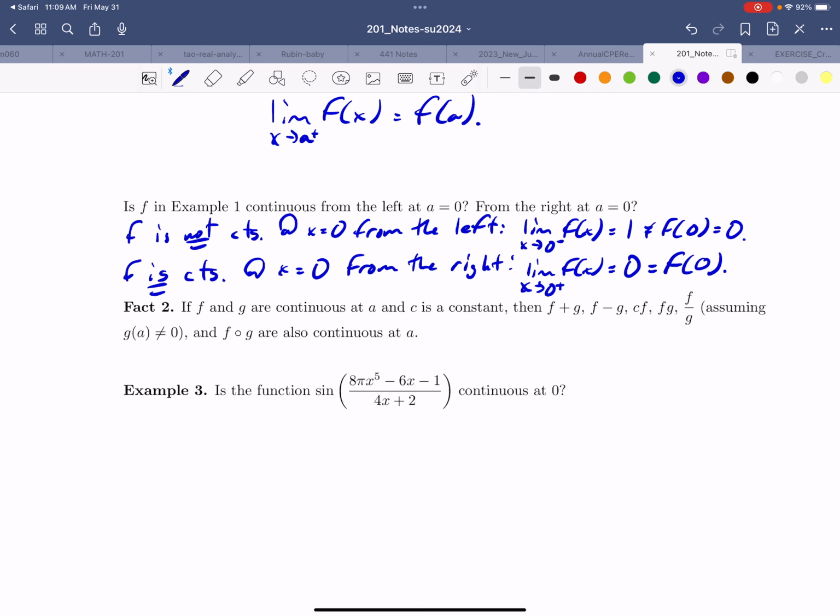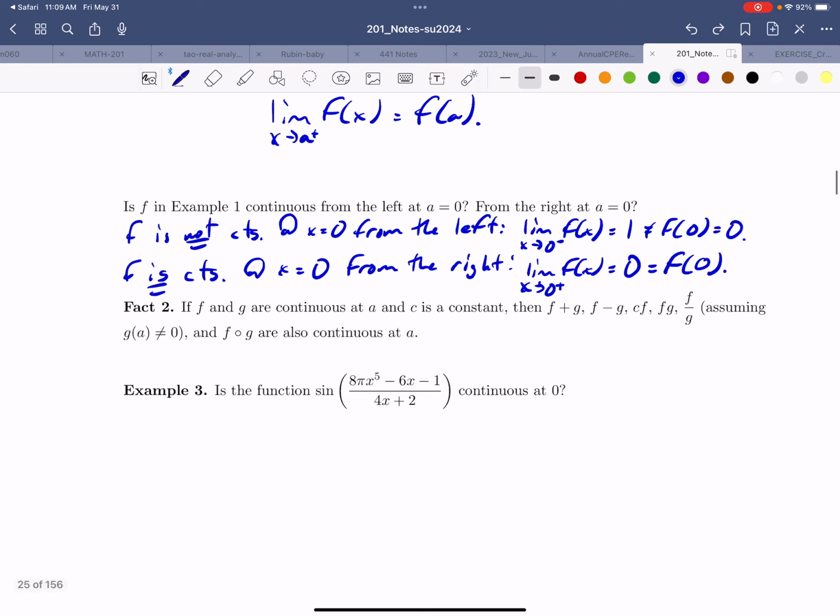The same way we had limit laws and we built up various limit ideas from them, we have continuity laws. If we have continuous functions f and g at a point a, then so is their sum, their difference, multiplication by any constant, multiplication by each other, and of course division, assuming that we're not dividing by 0. Even function composition is continuous at a. So why is that helpful? Well, it means that if we know that the building blocks of a function are continuous, then the function is probably continuous as well.